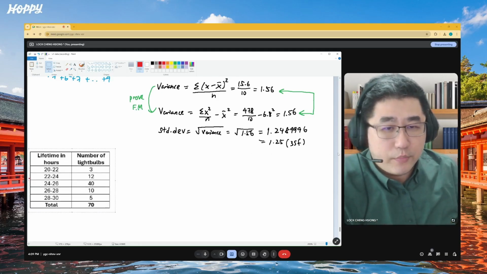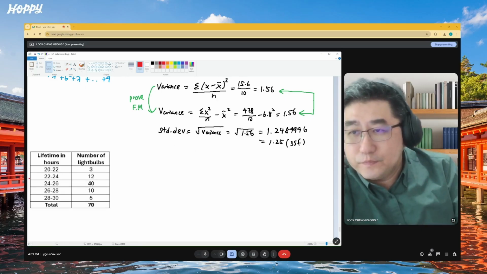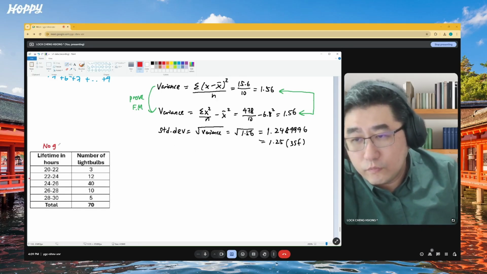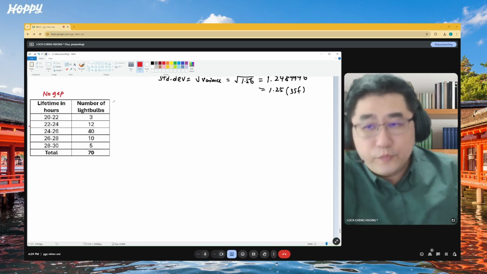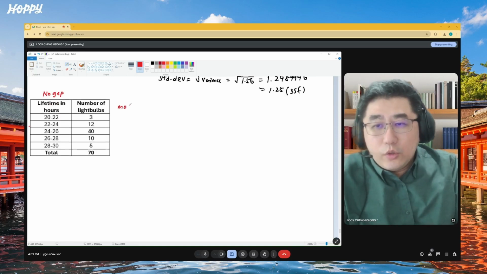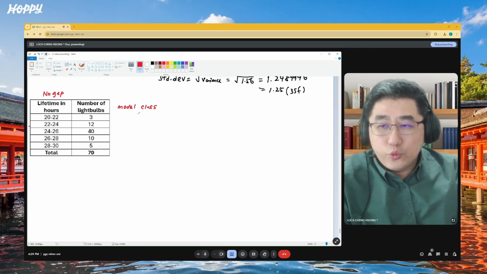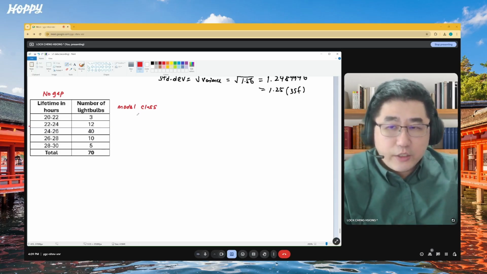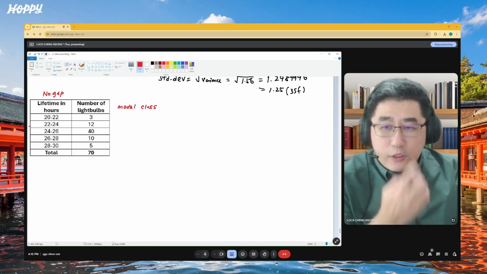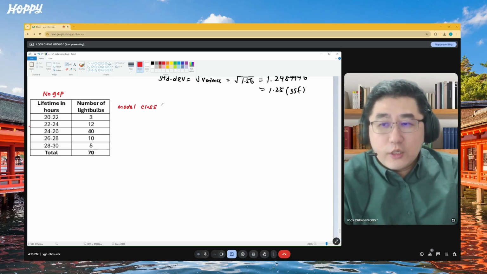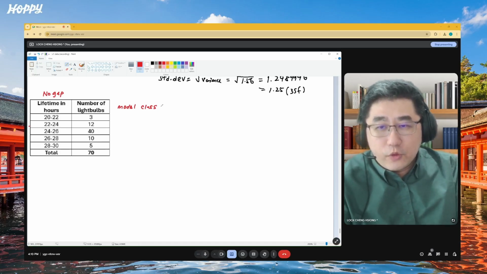So this one is the example with no gap. Let's see what we are going to do. Number one, we're going to deal with the modal class. Modal class means the group with the highest frequency. It's not that we cannot calculate the mode from grouped data. It's just that it's not covered in your syllabus.